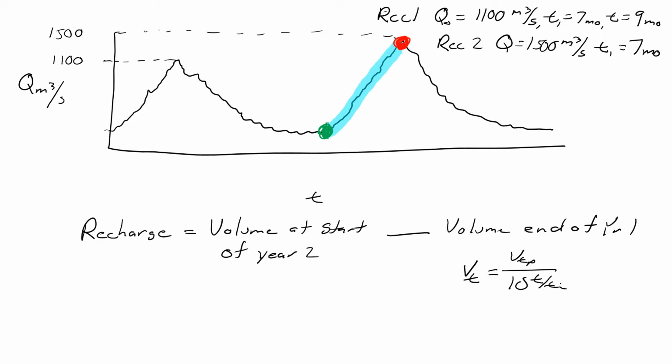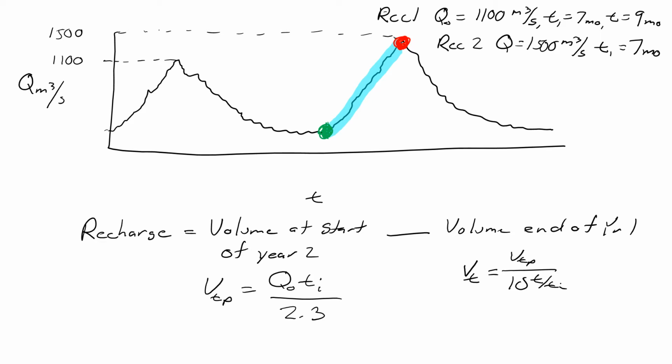How much volume is at the beginning of year 2? We had a different equation for that. We had an equation that gave us the total volume available for an entire recession, right? That was the very first one I gave you, which was VTP equals Q naught T over 2.3. Now you have to use the right values for each recession.